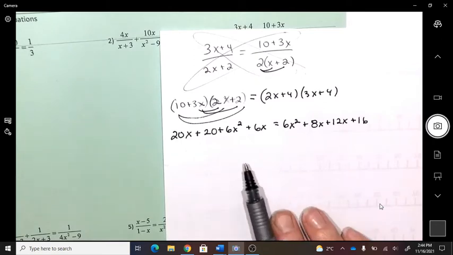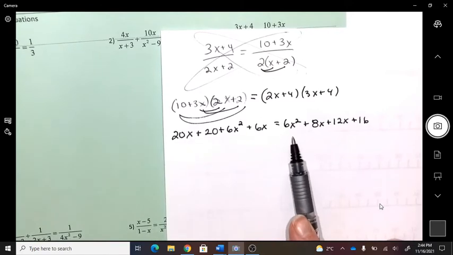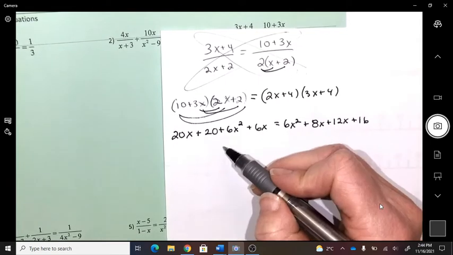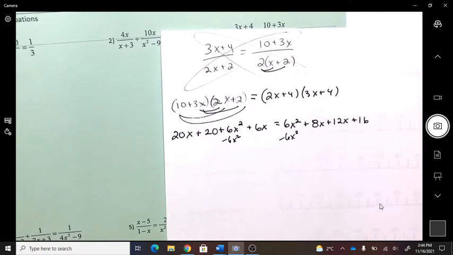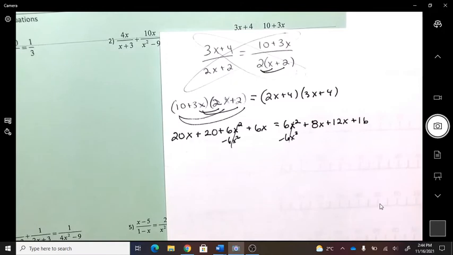Okay, you know what I see? I see a 6x squared on that side and a 6x squared on that side. What's the algebra behind what's going to happen there? They're going to cancel out. So I could say if I subtract 6x squared from both sides, you can do that, they would be gone.